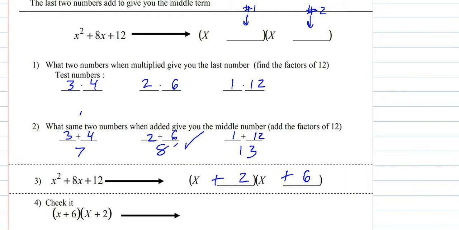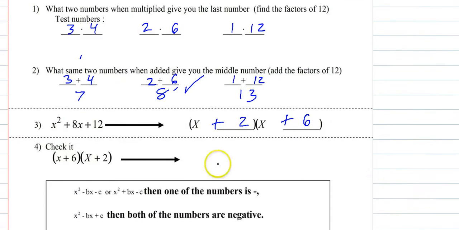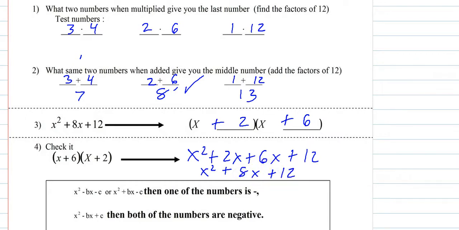It's that quick. It's just what 2 numbers when multiplied give us that last number, and when added give you the middle. And if you check it, we get x squared plus 2x plus 6x plus 12, which is x squared plus 8x plus 12.